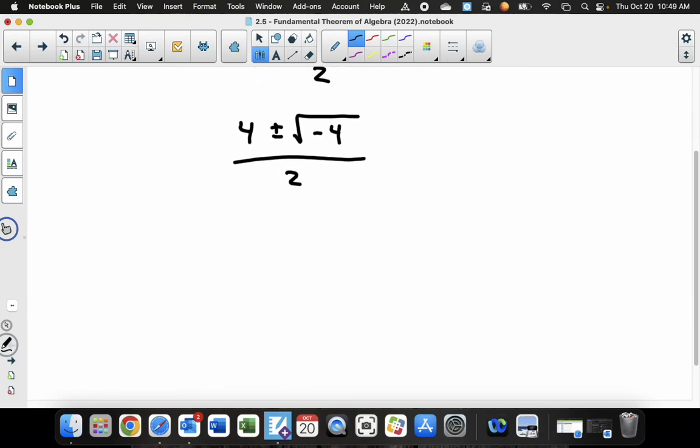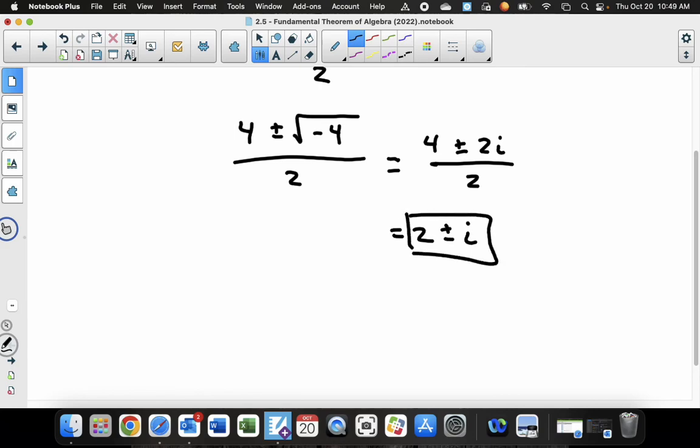And now if you go through again, square root of -4 is 2i. And last part, simplify if you can. In this case, we can. Everything is divisible by 2. So we can basically break this into two parts. 4 divided by 2 is 2. And then 2i divided by 2 is i. There's your last two imaginary answers. 2 plus i and 2 minus i. Okay? Okay. 2 plus i, 2 minus i.